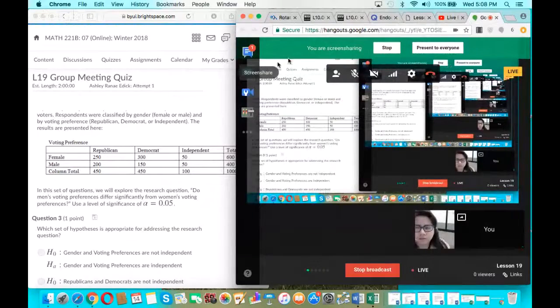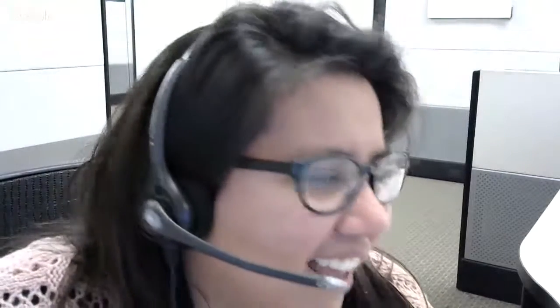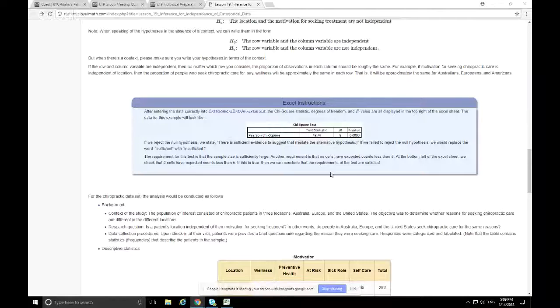Are you sharing your screen? No. Why don't you share your screen so I can see what you're looking at? Okay. How do I get rid of this chat box thing? I think you just exit at the top. Oh, I got it. Okay, can you see it?